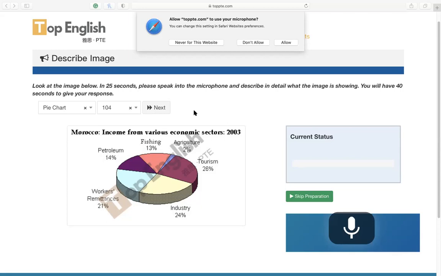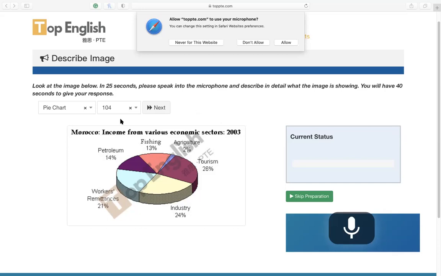On the screen, I can see fishing 30%. On the screen, I can see petroleum 14%. On the screen, I can see workers' remittances 21%. On the screen, I can see industry 24%. On the screen, I can see tourism 26%. On the screen, I can see agriculture 2%. Overall, the picture is very informative.